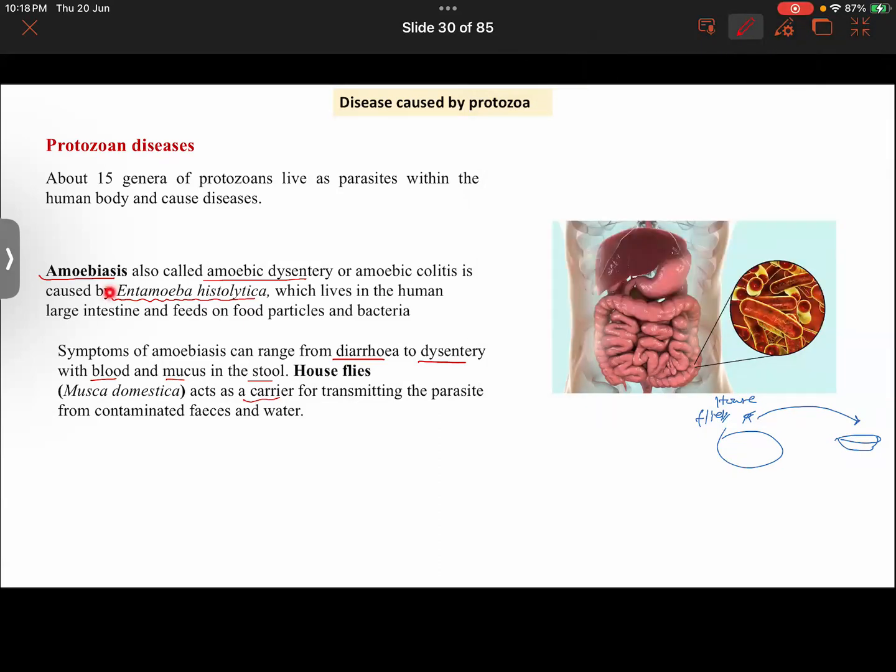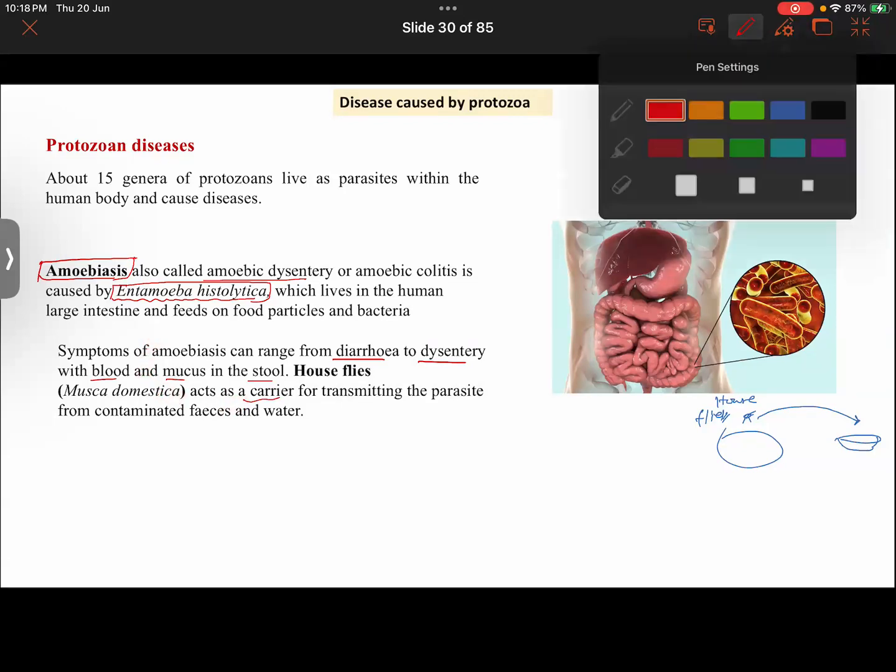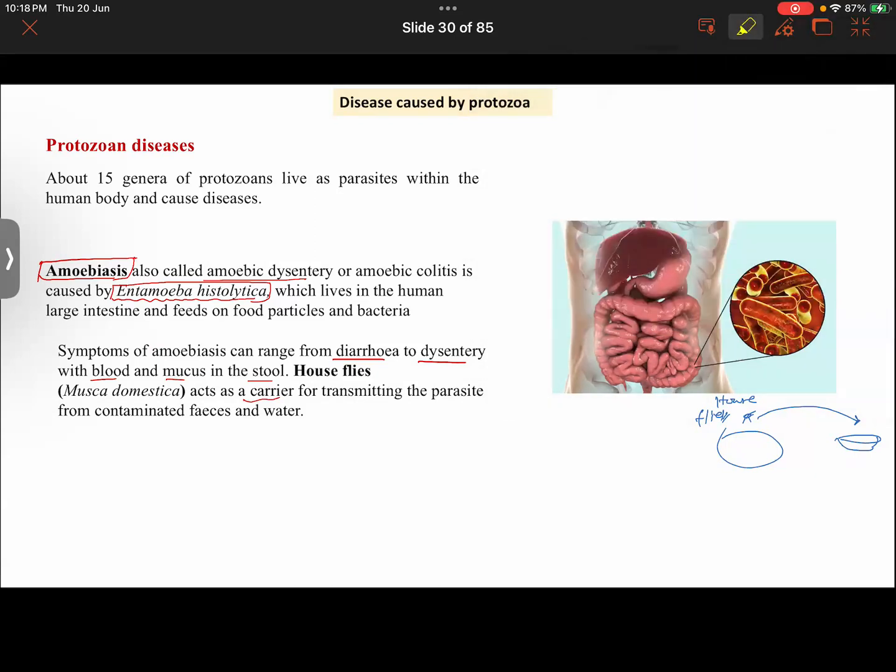Just remember this much: amoebiasis is a disease caused by Entamoeba histolytica. The symptoms and how it is transmitted are not going to come in the exam. So what is important for you to remember? Just remember that there is a disease called amoebiasis that infects your large intestine and is caused by a protozoa. The name is Entamoeba histolytica. Is that clear to everyone? Yes, sir. Good.